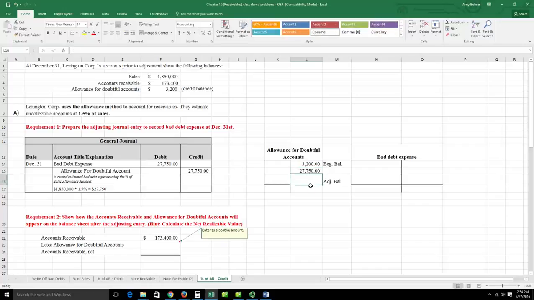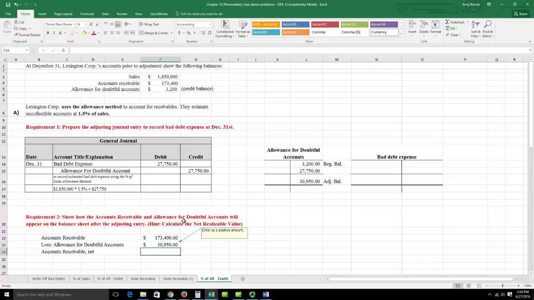So since I've got two credits here, all I've got to do is add these together to come up with what my new balance is. So my new adjusted balance is $30,950. My adjusted balance is what should go on my balance sheet. And so that's the amount I'm going to bring down here, $30,950. That's my new balance, my allowance for doubtful accounts.